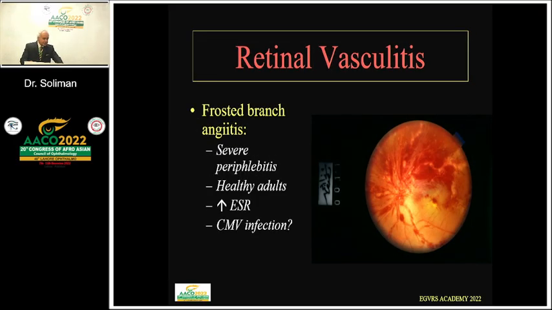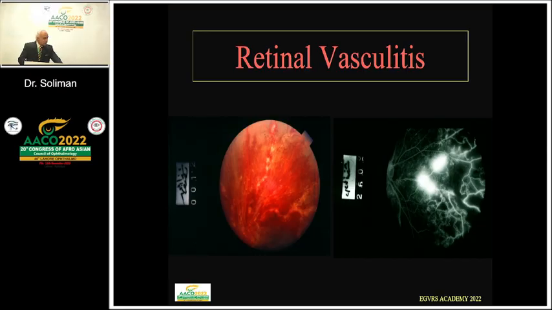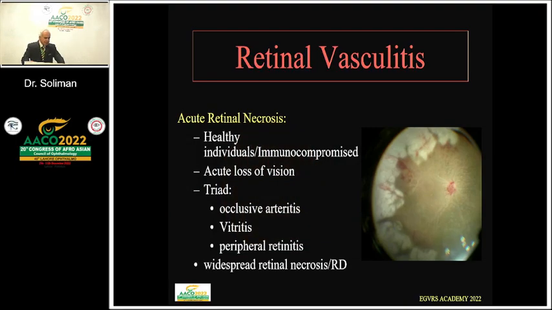Frosted branch angiitis. Has anybody encountered frosted branch angiitis? Well, these are absolutely healthy patients, and they develop this extensive form of vasculitis, bilateral in most of the cases, with all the findings of vasculitis, sheathing and severe hemorrhages, infarcts, and so on. And the only thing is that they have a raised ESR. It has been incriminated that cytomegalovirus is actually the cause, and this is some of the patients here, with extensive hemorrhages, and they end up with severe ischemia and new vascularization.